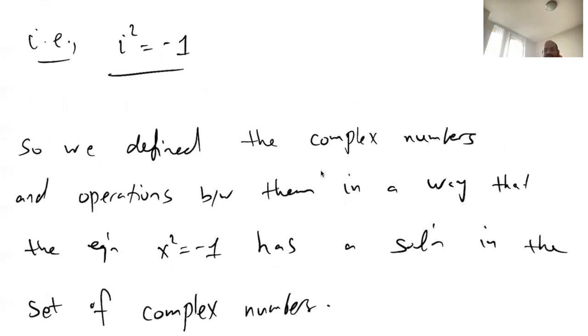So that's already a success, that we could generalize the concept of real numbers to a set called complex numbers in a way that x squared equals minus 1 now has a solution in this new set, the set of complex numbers.